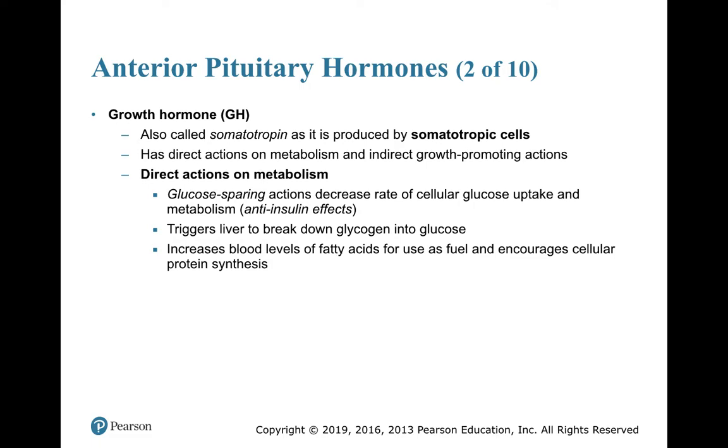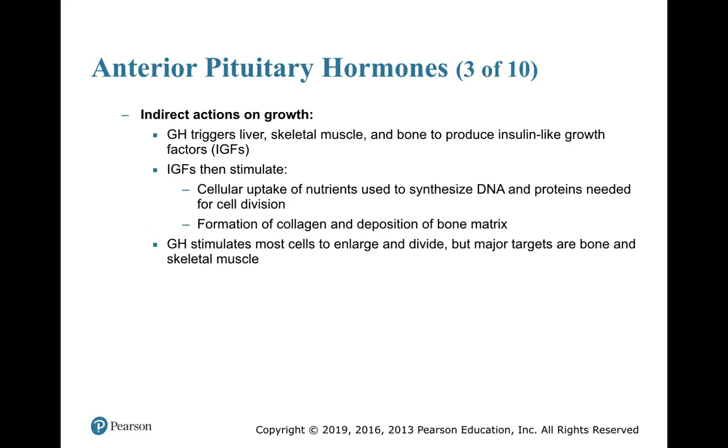effects like glucagon. Triggers the liver to break down glycogen into glucose. It increases blood levels of fatty acids to be used as fuels and encourages cellular protein synthesis. Indirectly, growth hormone triggers the liver, skeletal muscle, and bone to produce insulin-like growth factors. And those insulin-like growth factors work for cellular uptake of nutrients to synthesize DNA and proteins that are needed for division, formation of collagen, and deposition of bone matrix.